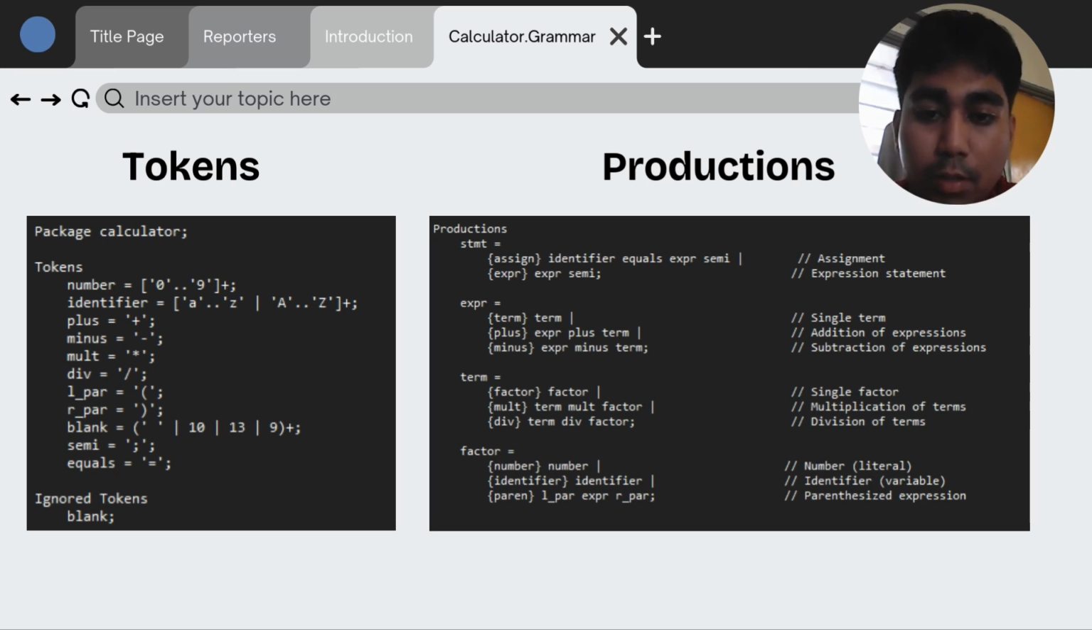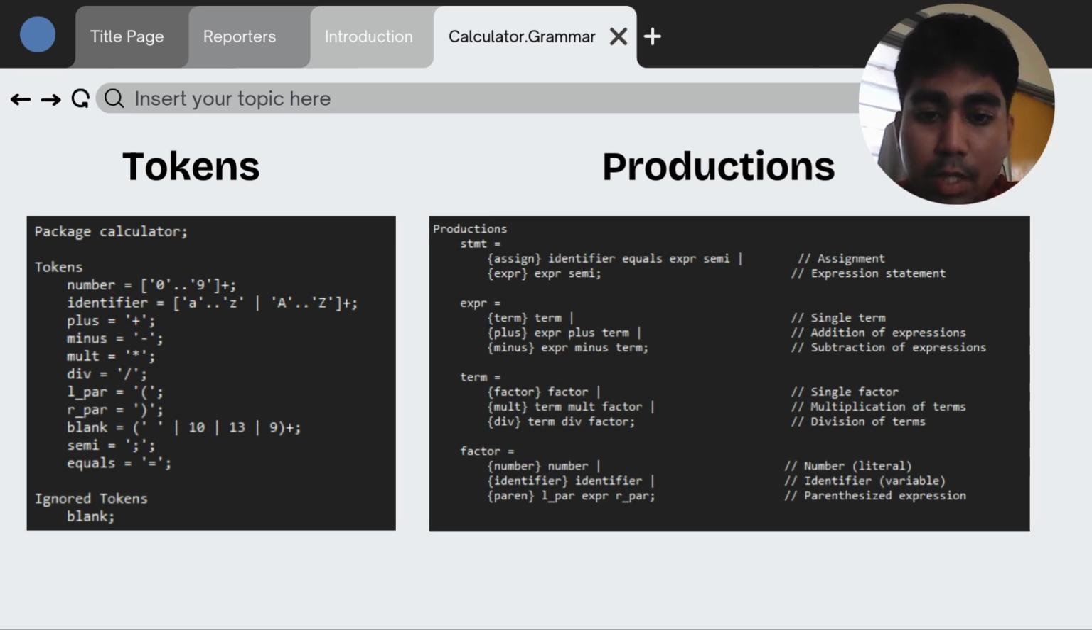So what are ignore tokens? Ignore tokens include spaces or new lines that the program skips over. For the productions, these define the rules for combining tokens into valid statements like assignments or expressions. To explain more about tokens, tokens are the building blocks of the calculator.